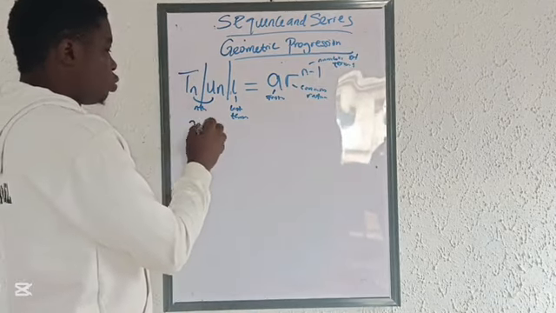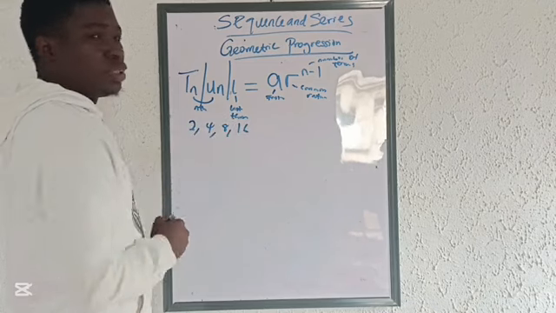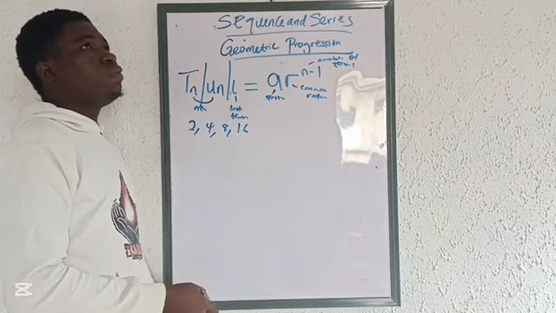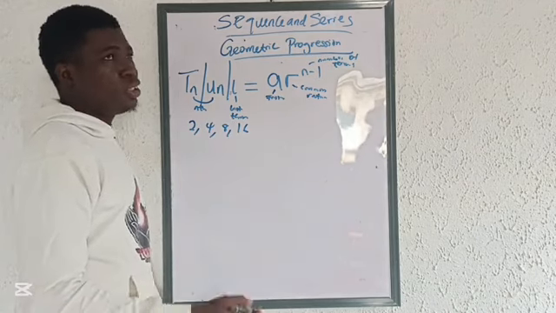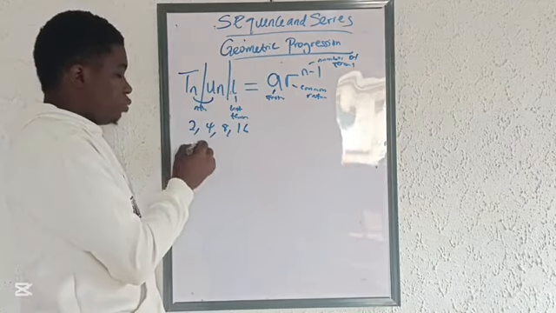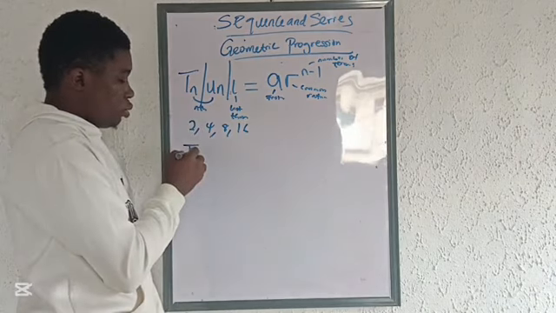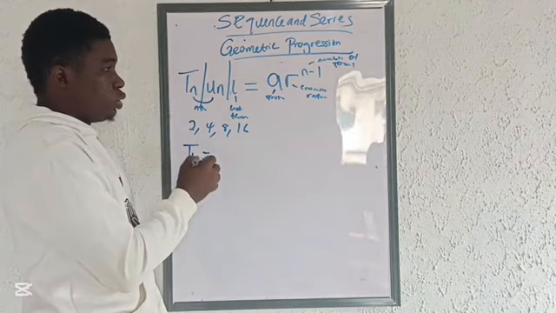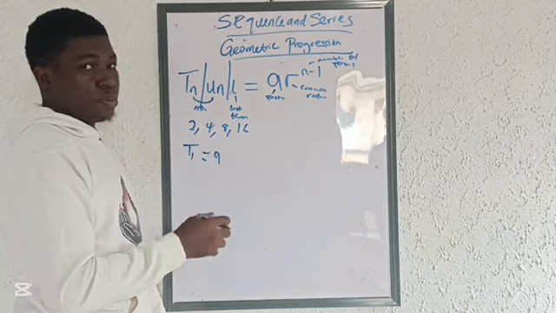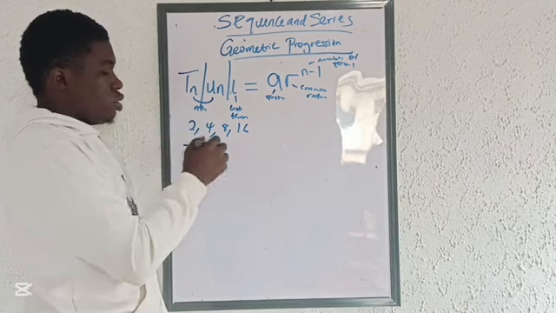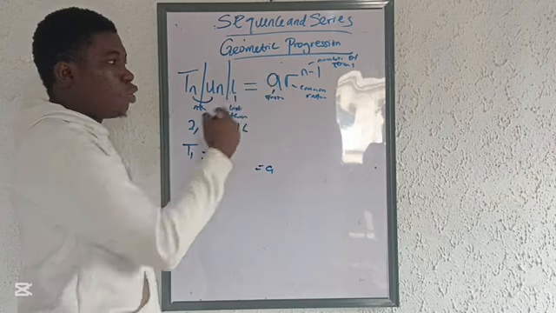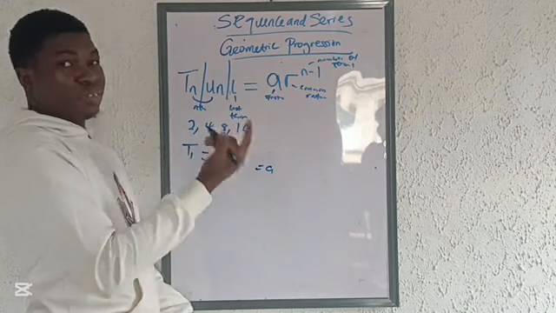So if we have 2, 4, 8, 16, right? When we have T5 in arithmetic progression, we have A plus 4D. It also works in geometric progression. Here T1 is equal to what? A. Now, follow me. Why is it A? Let me put the A here. Because T1 is the first term, right?